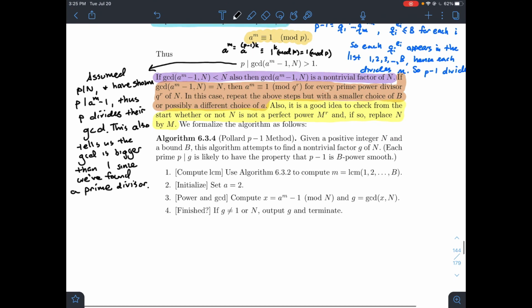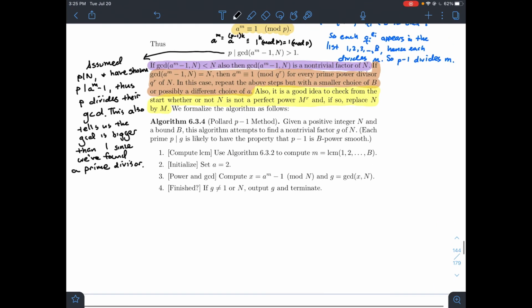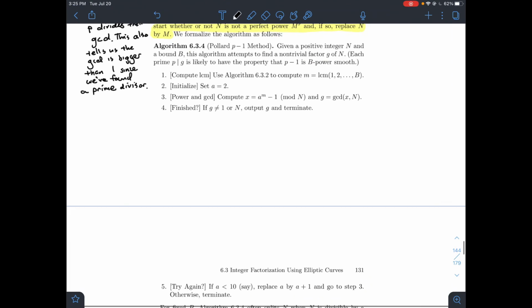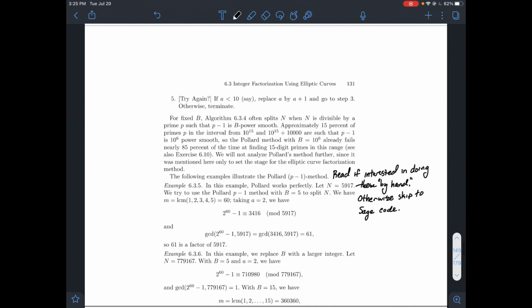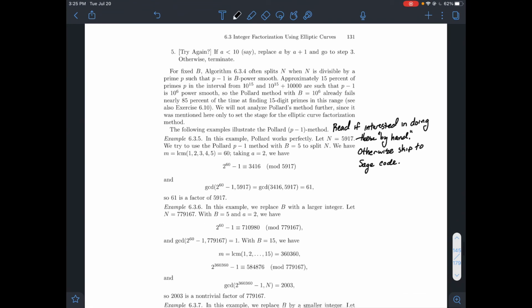Algorithm 6.3.4 is a formalization of how we would go about trying to implement Pollard's method. And in the next part, on page 131, there are a lot of examples that illustrate how that method works by hand, if you're interested. When I say by hand, I mean not letting a computer algorithm actually do it, but using a calculator to go through the steps. You can look at that if you're interested.